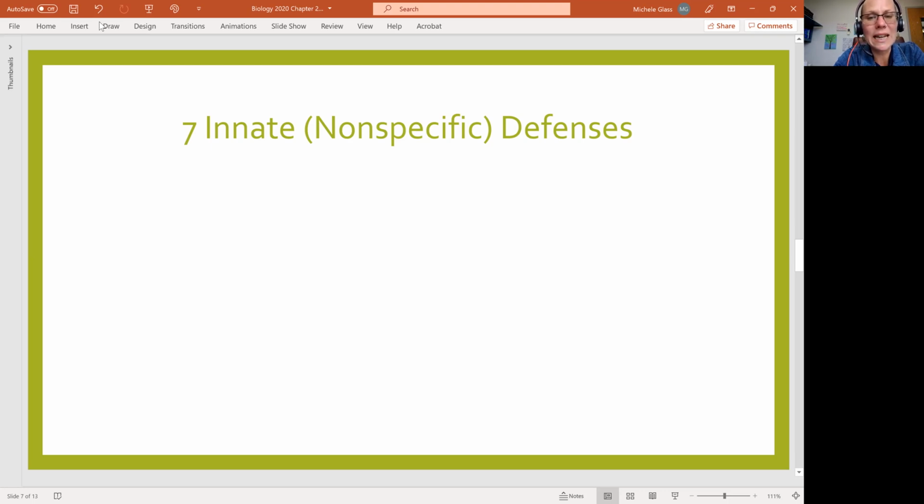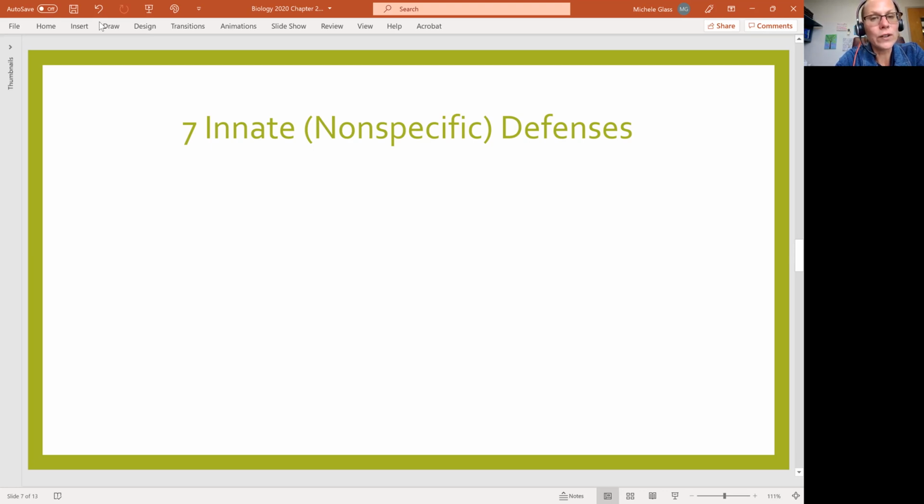When we say that these innate defenses are non-specific, that means they're equally effective on any of the possible pathogens that we might encounter, meaning we don't care what virus it is. We don't care what parasite or fungus or bacterium it is. These defenses are going to be, to some extent, effective regardless. And that's going to be different from what we see when we look at adaptive or specific defenses, and that will be coming up in the future.